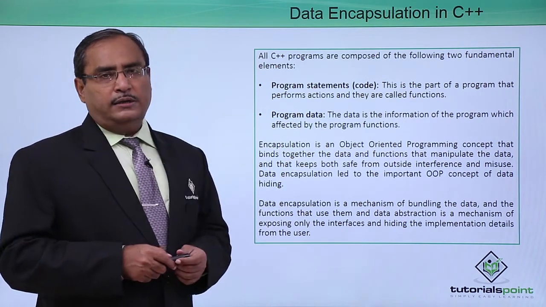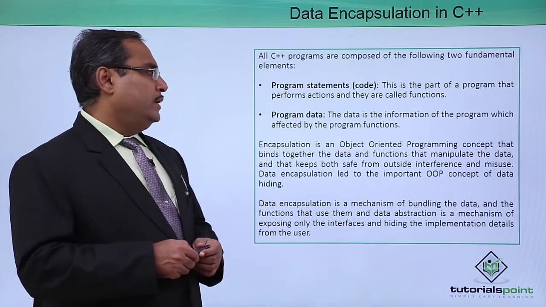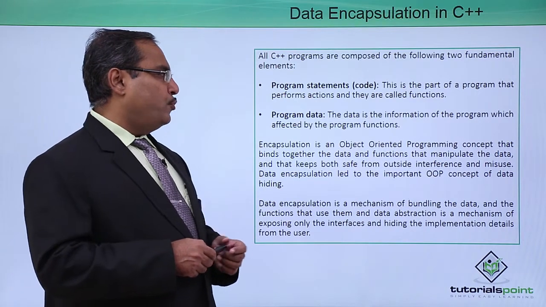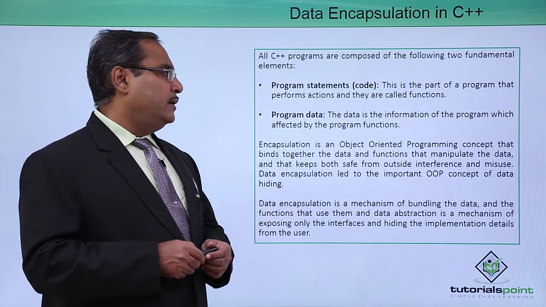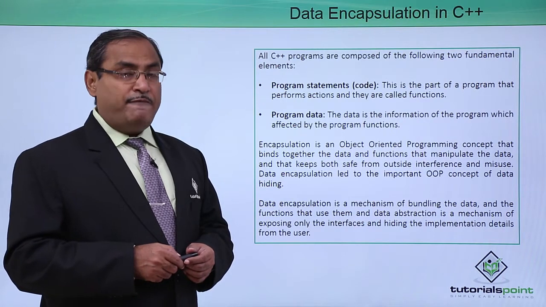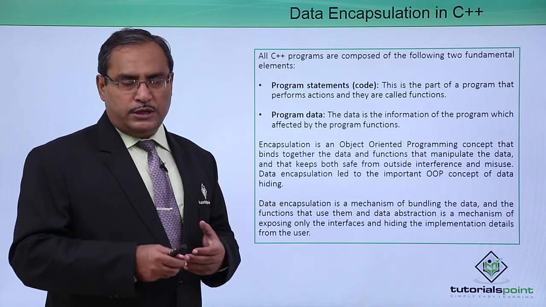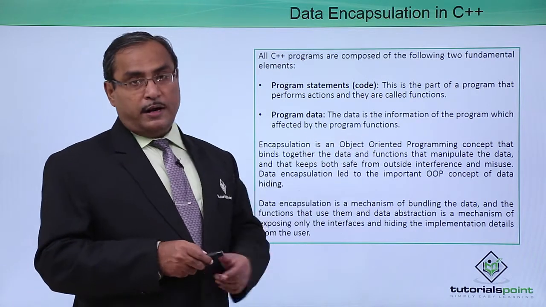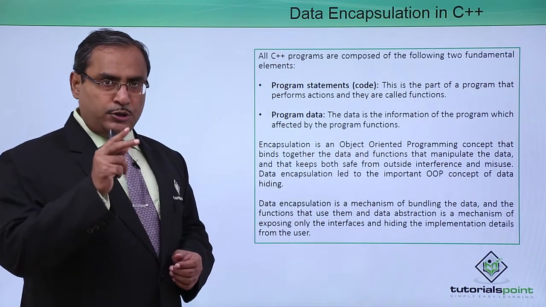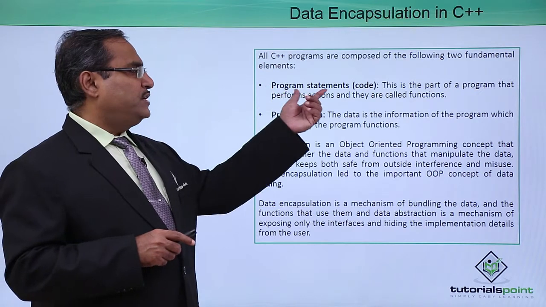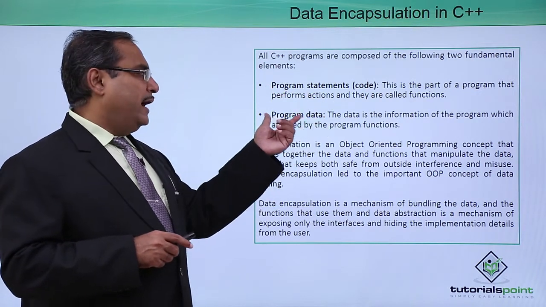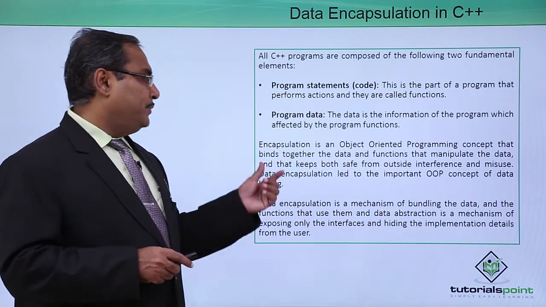The second part is our program data. The data is the information of the program which is affected by the program functions. Affected means it will be accessed, will be read, will be written with new data by the respective program functions. So here we have two main things. One is the program statements, also known as code. Another one is our program data.